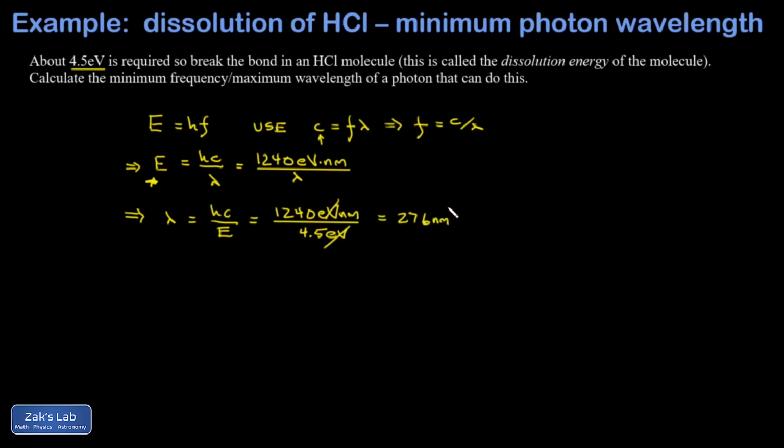So this is an ultraviolet photon. Remember, the shortest wavelength of visible light is something like a 400 nanometer violet. This is shorter than that, so it's more energetic than that. We call it an ultraviolet wavelength.